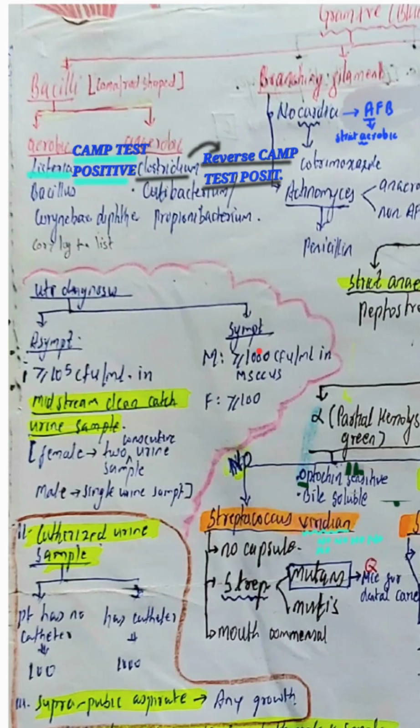Listeria is CAMP test positive. In anaerobic, the examples are Clostridium, Cutibacterium or Propionibacterium. Clostridium is reverse CAMP test positive.